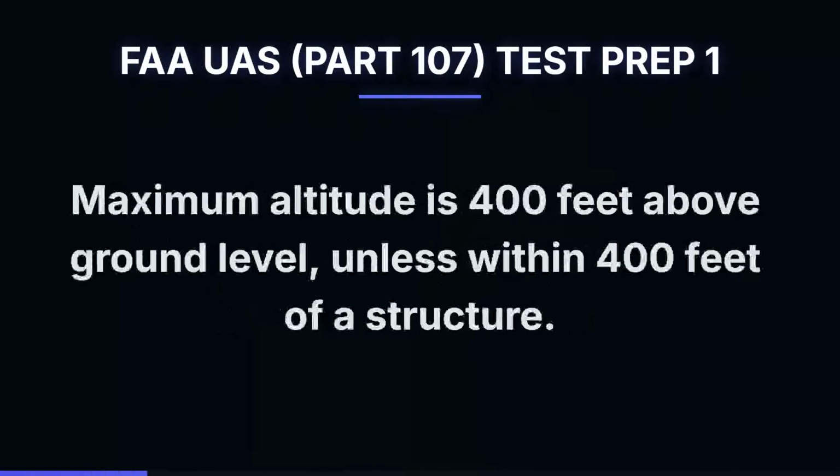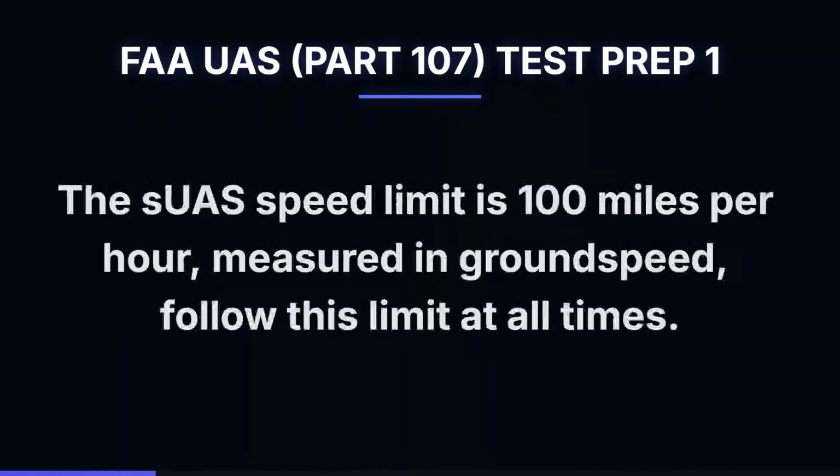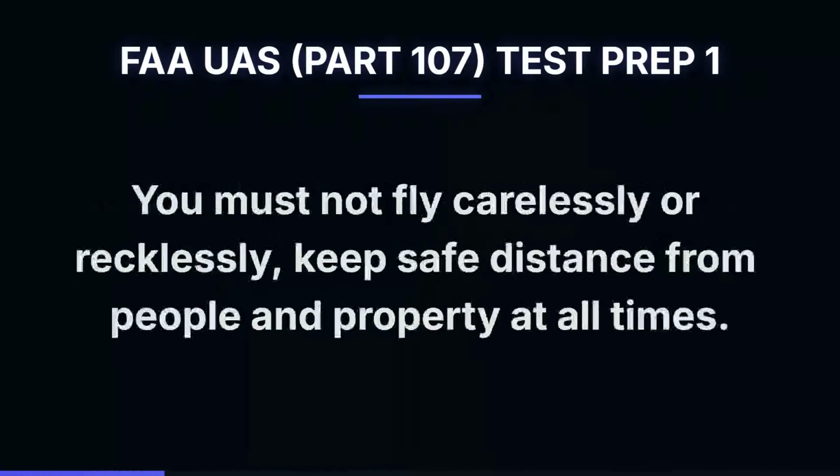Maximum altitude is 400 feet above ground level, unless within 400 feet of a structure. The SUAS speed limit is 100 miles per hour, measured in ground speed. Follow this limit at all times. You must not fly carelessly or recklessly. Keep safe distance from people and property at all times.